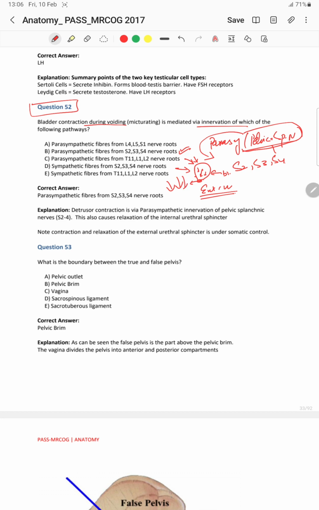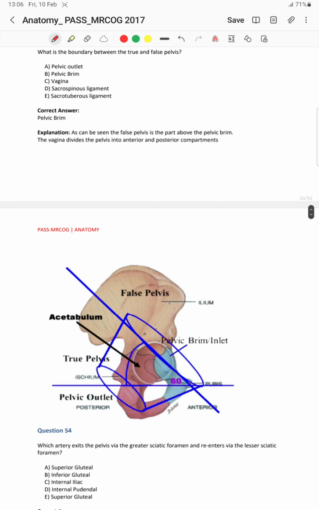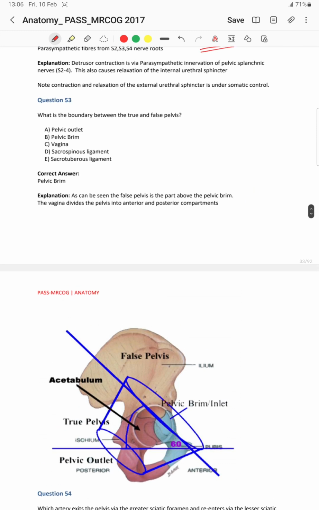avoid the urine. Now moving towards the next question, what is the boundary between the true and false pelvis? So here is the pelvis, and the boundary, which is very important, helps to differentiate between the true and the false pelvis. It is the pelvic brim.